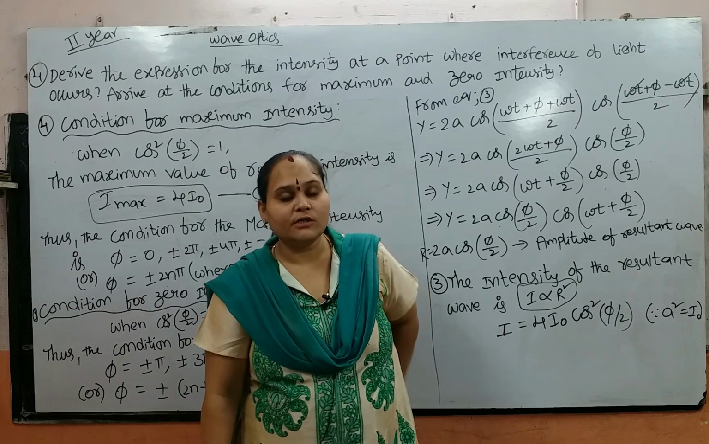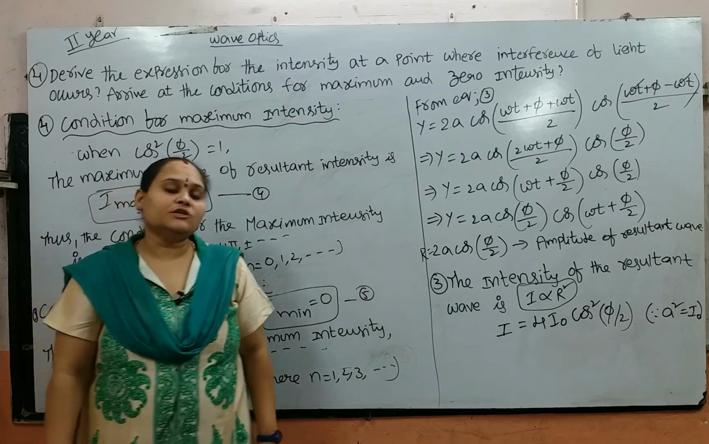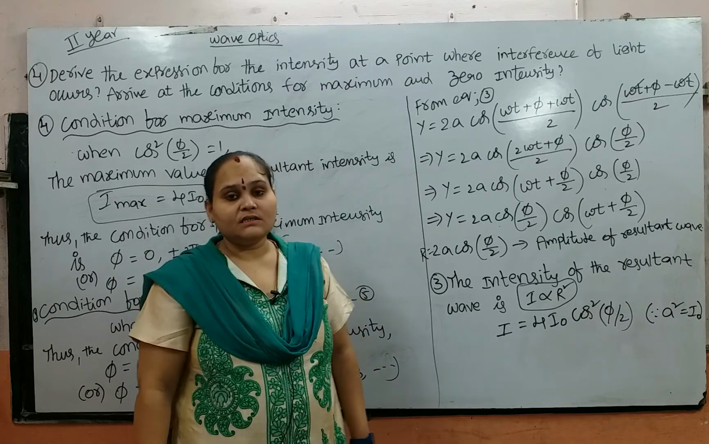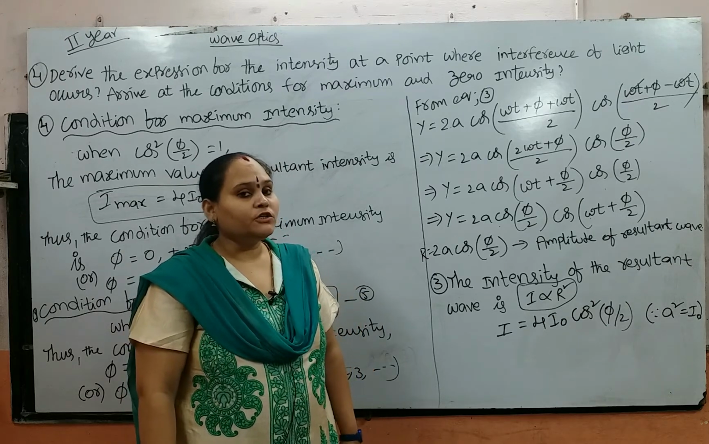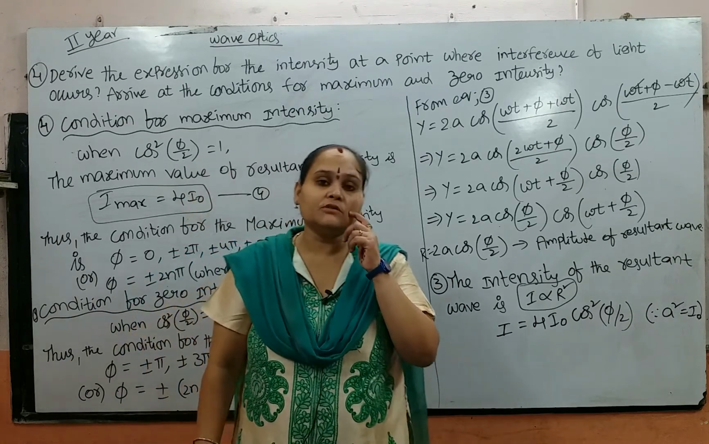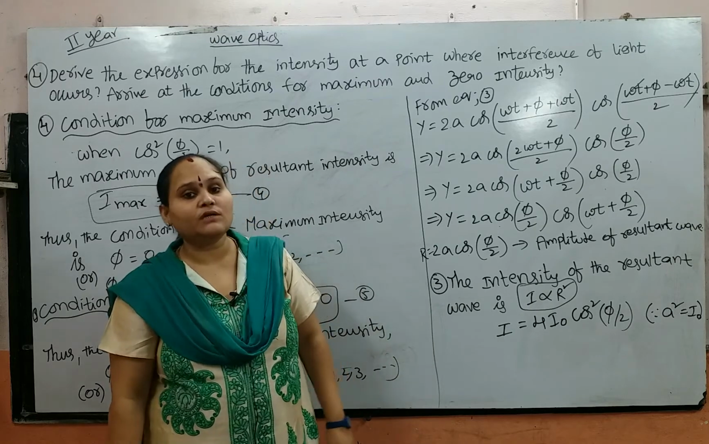Y will be equal to 2a cos(omega t plus phi by 2) into cos(phi by 2). Here 2a cos phi by 2 will be taken as the resultant amplitude, that means it will be taken as R. So we know the intensity of the resultant wave. Intensity will be proportional to the square of the amplitude, I is proportional to R squared. R is nothing but 2a cos phi by 2.